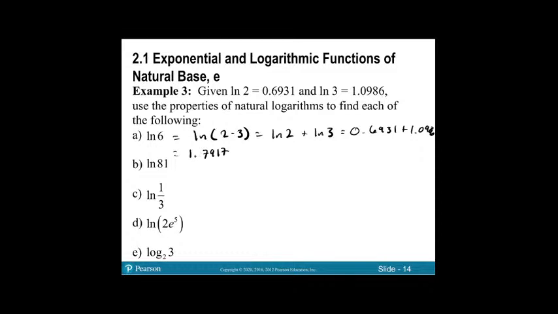Natural log of 81. 81 is what, 9 times 9, so that's 3 to the power of 4. So natural log of 81 is the same as natural log of 3 to the power of 4. That's going to be the same as 4 times the natural log of 3. And that's going to be 4 times this 1.0986. So then we're going to say 4 times 1.0986, which is 4.3944.